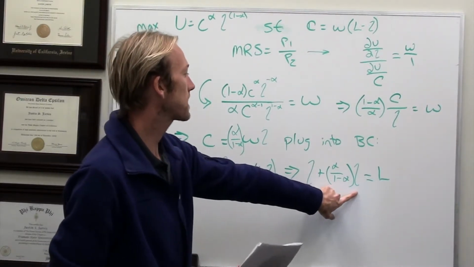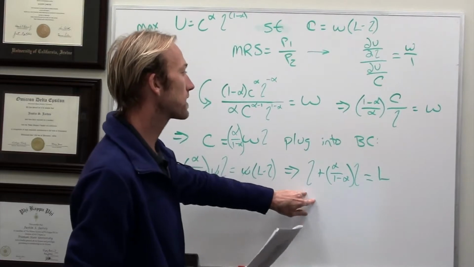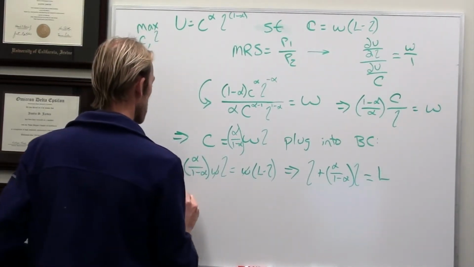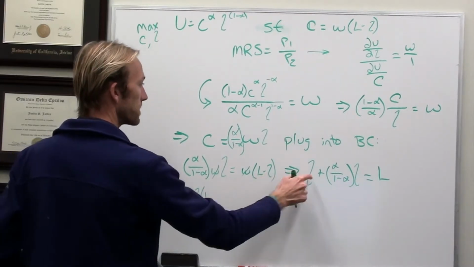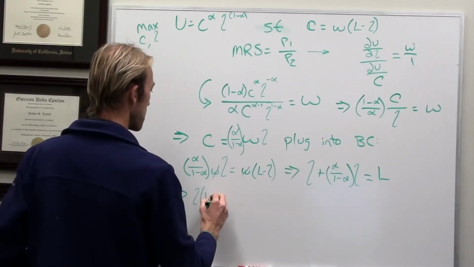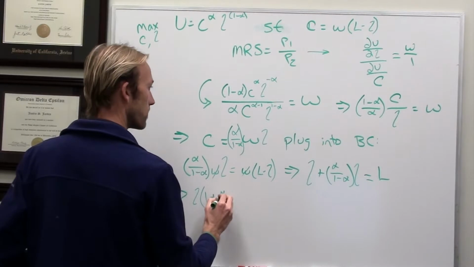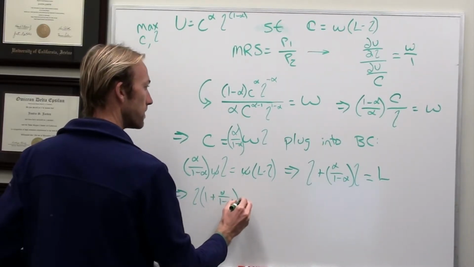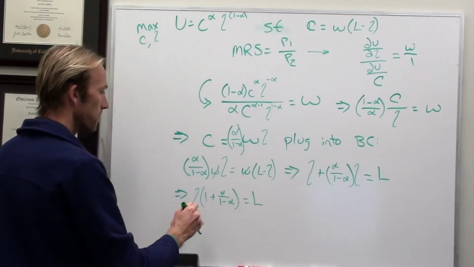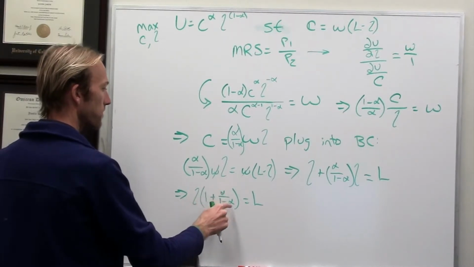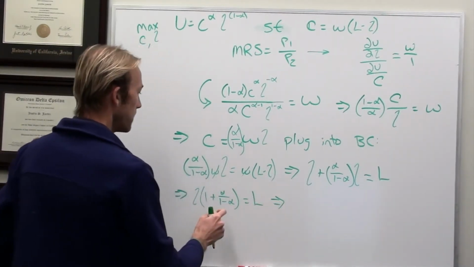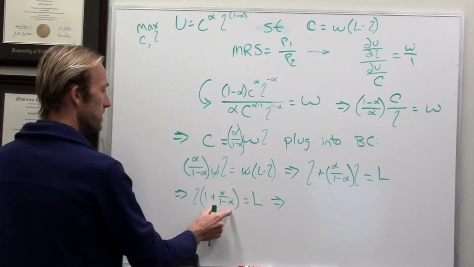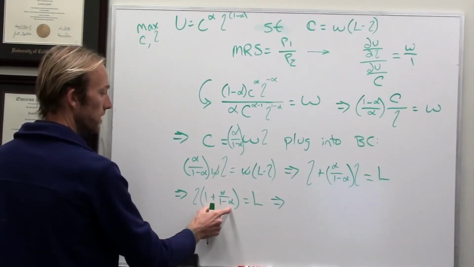Okay, let's continue solving for leisure. I need to get these together. I can factor out a leisure. So this implies leisure times 1 plus alpha over 1 minus alpha equals cap L. I can divide both sides by this term. I should make it a little bit prettier here.